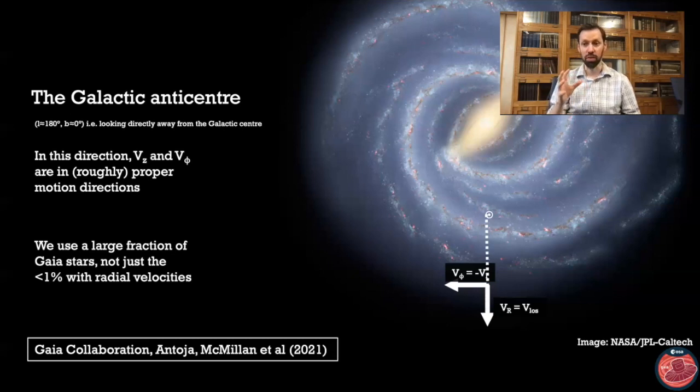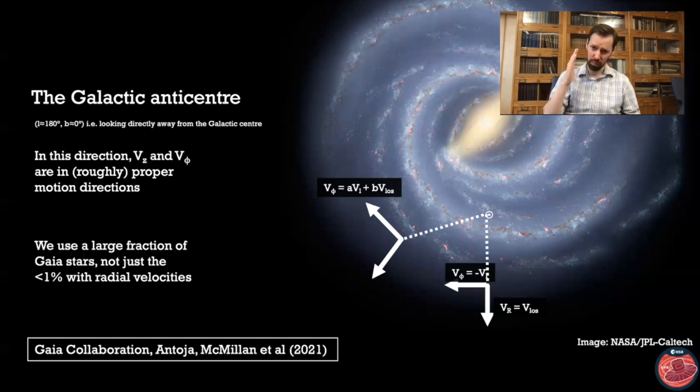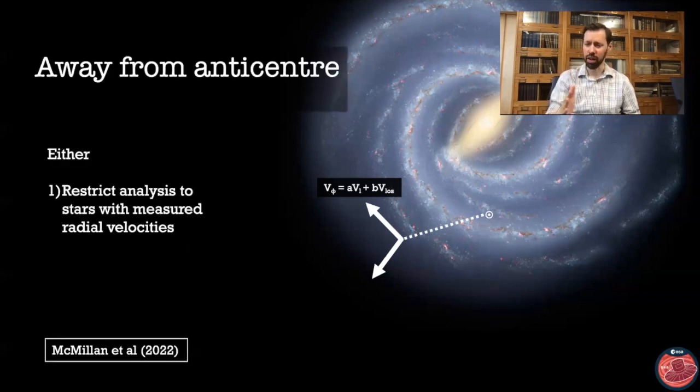Since then, what we've been able to do is go beyond just looking at the anticenter and look at a significantly larger range into the galactic outer disk. The reason we've been able to do that is that when I'm looking in a different direction, the rotational velocity really isn't straightforwardly related to the proper motion velocity. So with that in mind, yes, I could restrict myself to only looking at stars that have measured radial velocities.